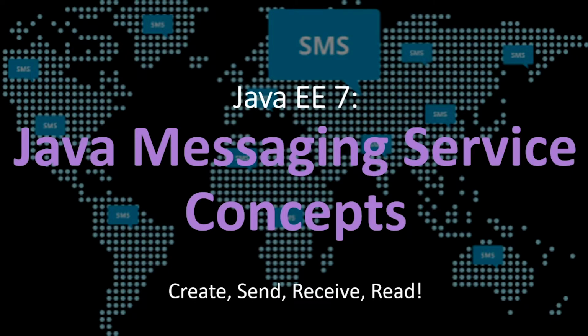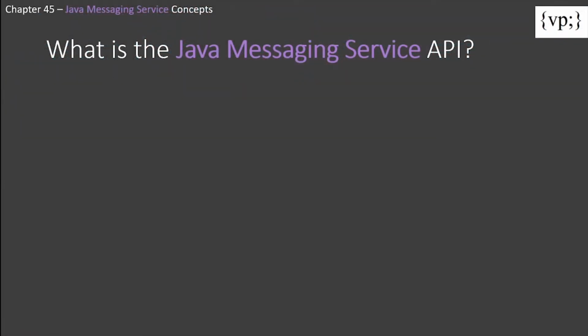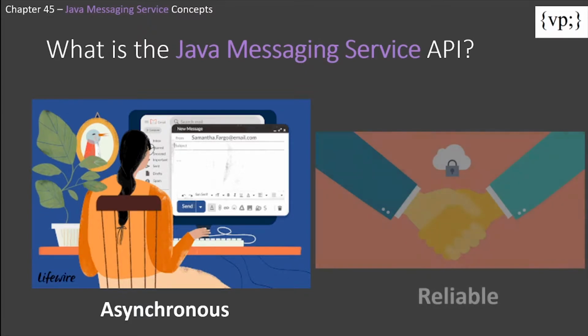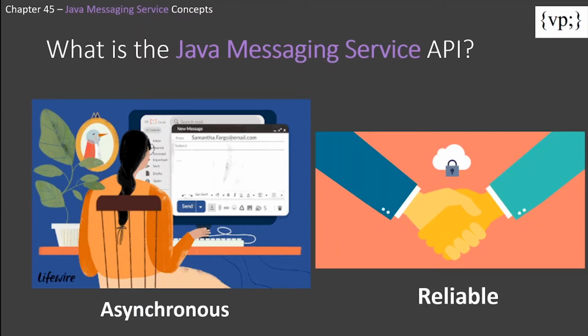In this tutorial, we'll be talking about the Java Messaging Service concepts. So, getting right into it, what is the Java Messaging Service API? Java messaging allows you to create, send, receive, and read messages using incredible services like asynchronous and loosely coupled communication while being reliable all the way through.